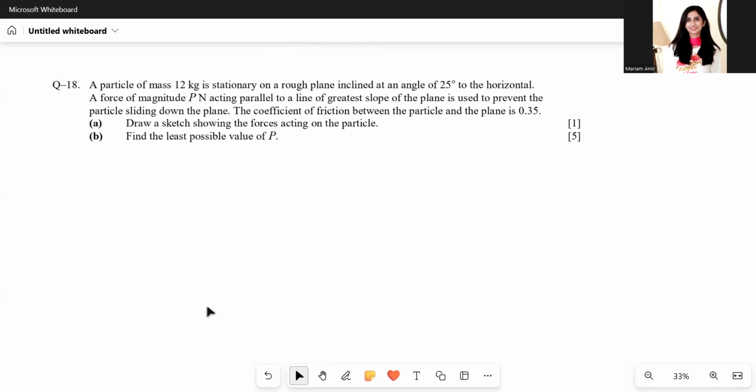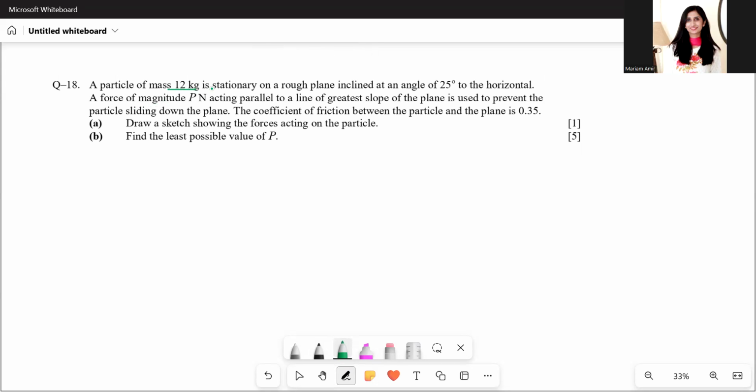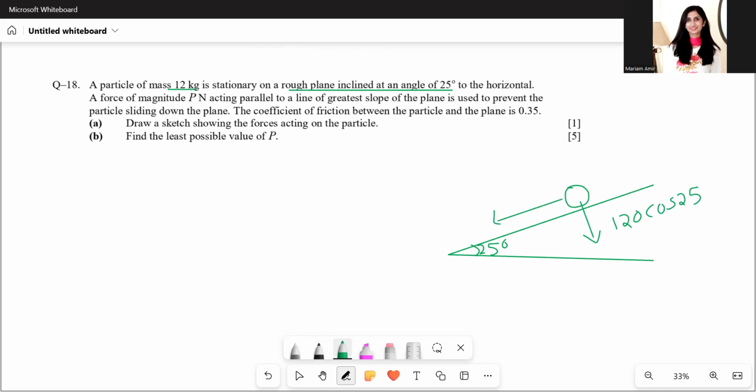Question number 18 on the worksheet on forces on inclined plane. A particle of mass 12 kg is stationary on a rough inclined plane at an angle of 25 degrees. Let's quickly make this. So 25 degrees, and there's a particle and its mass is 12 kg. So I'm going to resolve its forces. mg, so 120 cos 25, and the one down the slope would be mg sin 25. This would be R, the normal contact force.